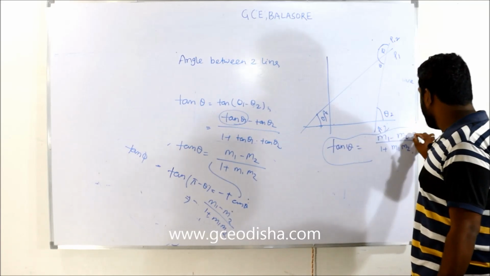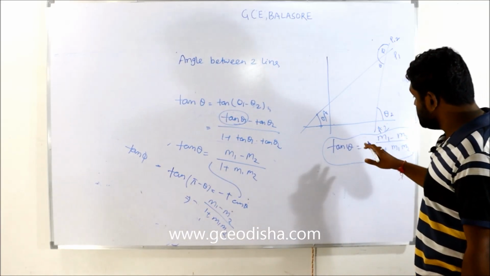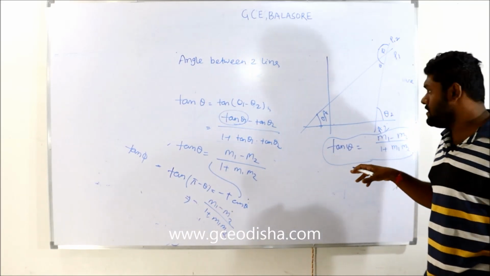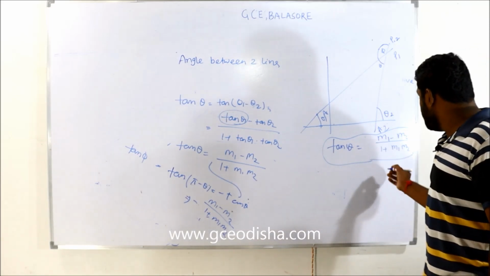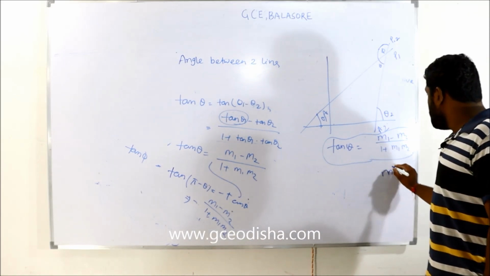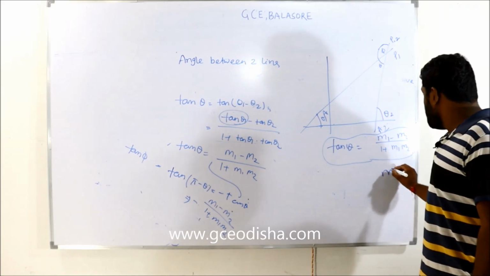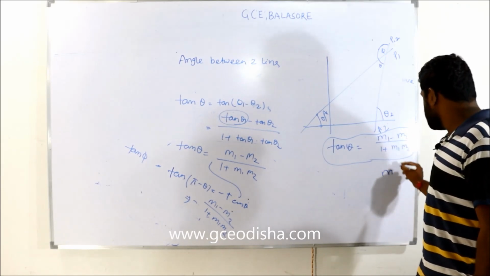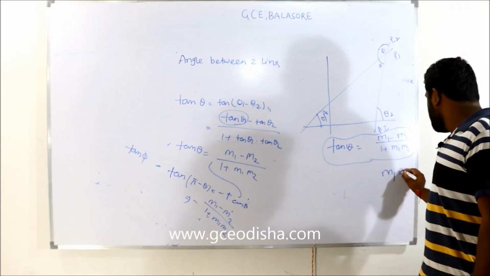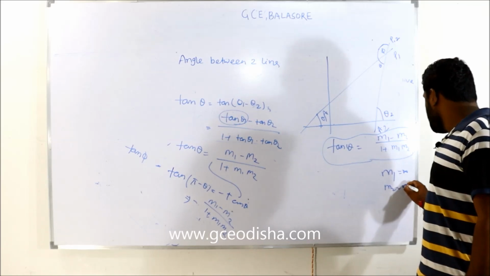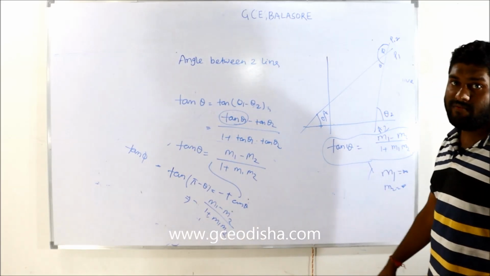This equation is not valid in the condition when some of the lines are perpendicular to the x-axis. Like if m1 is infinity or m2 is infinity, this equation is not valid, right?